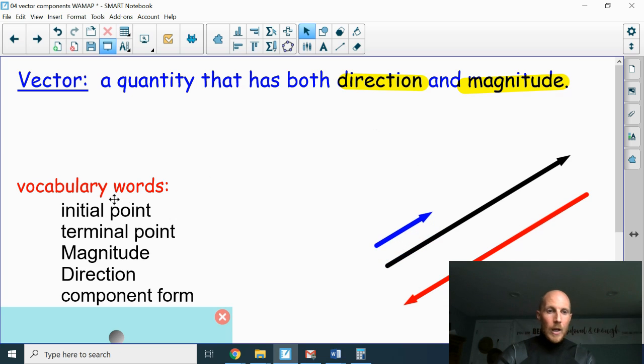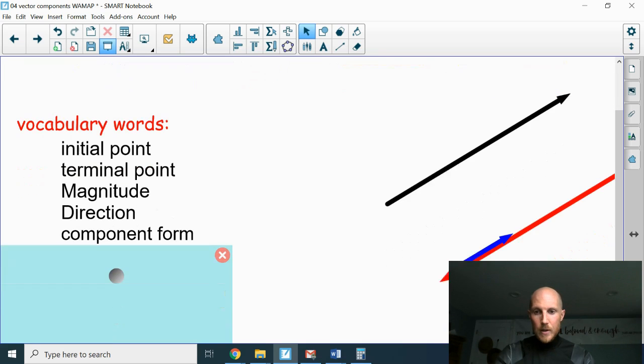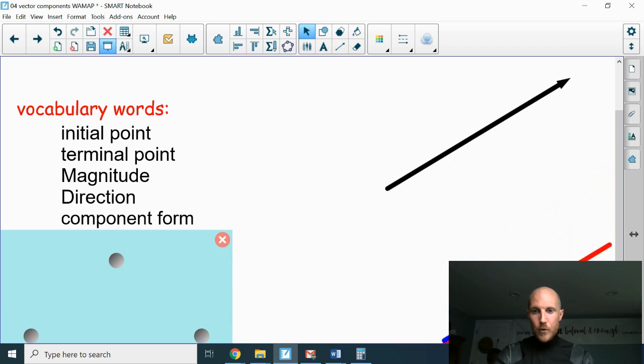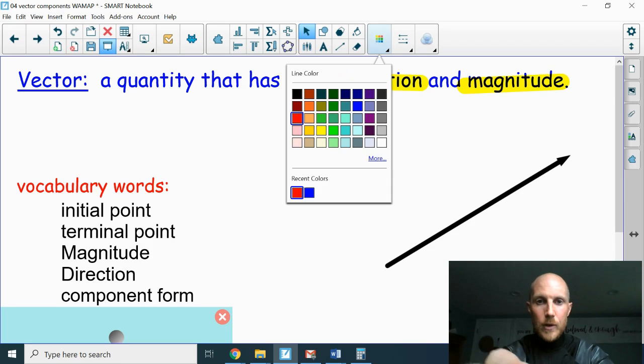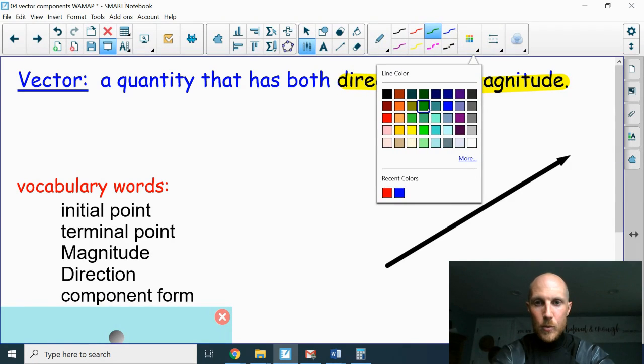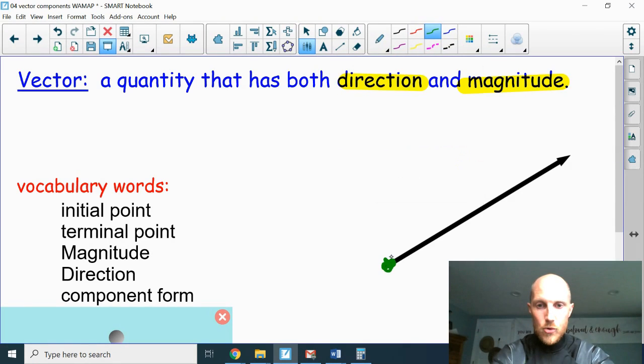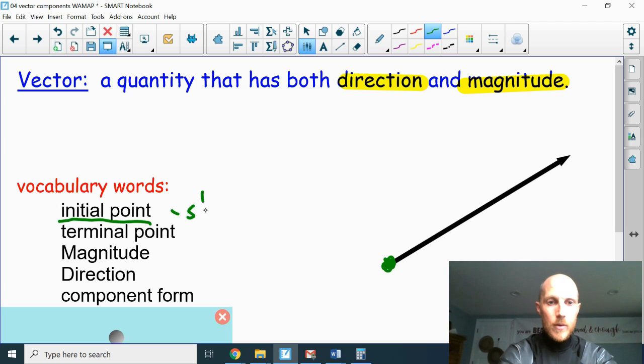So vocabulary words: initial point, that refers to the starting point of the vector. I'm going to get rid of these other guys. Let's just look at this. Let's get these all the way off the screen so we're not confused by them. Let's just look at this one. Great. Okay, you saw it. So an initial point is where it starts from. So maybe we'll start with green. Okay, that's the initial point. It's the starting point.